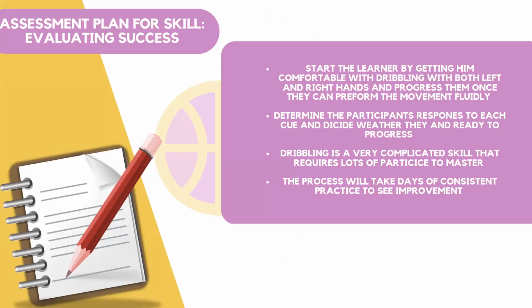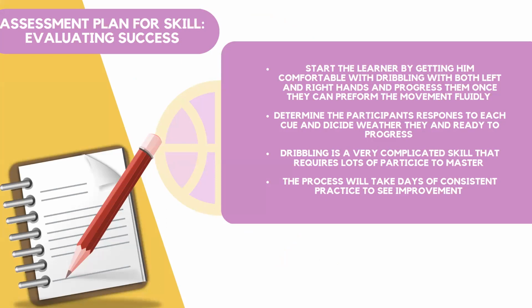As for the assessment plan for the skill and evaluating the success, we're going to start the learner by getting them comfortable with dribbling with both their left and right hands and progress them once they can perform the movement fluidly. We're going to determine the participant's response to each cue and decide whether they are ready to progress.